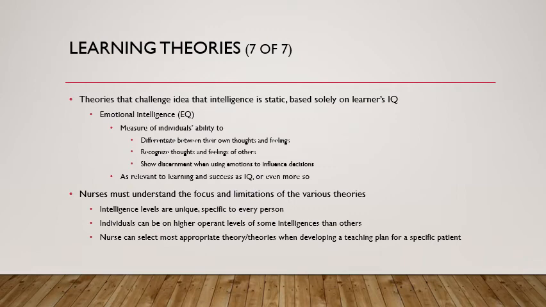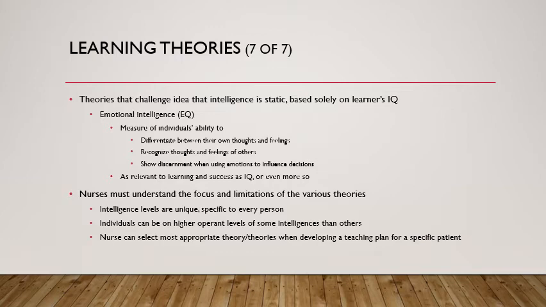So more of these are the emotional intelligence, like they measure the individual's ability to differentiate between their own thoughts and feelings, recognize thoughts and feelings of others, and show discernment when using emotions to influence decisions. As relevant to learning and success as an IQ, it has more than just an IQ. It's helpful with stroke patients especially. Nurses must understand the focus and the limitations of these various theories.